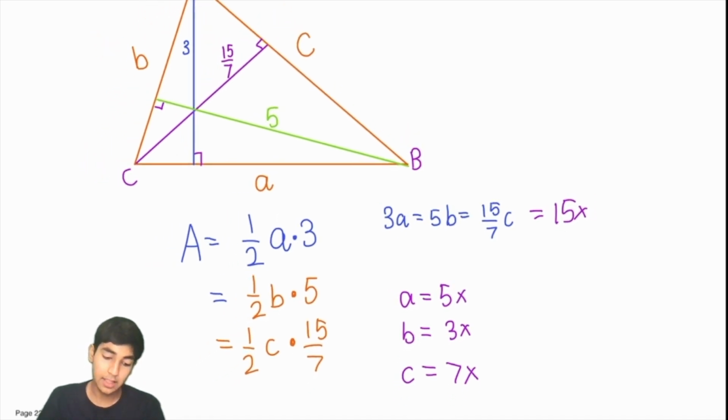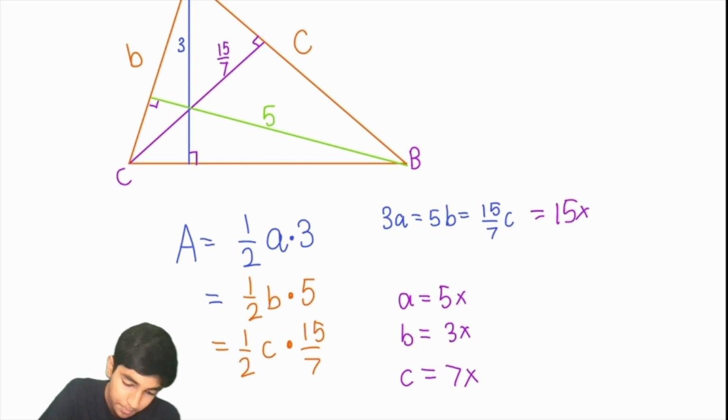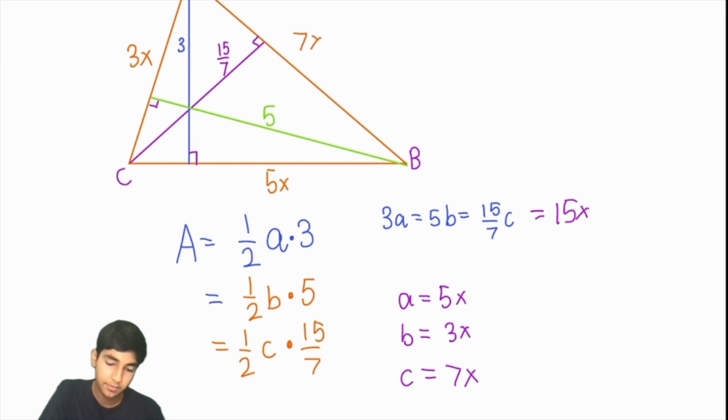So we know the ratio of side lengths. Now, how does that even help us? A is 5x, B is 3x, and C is 7x.